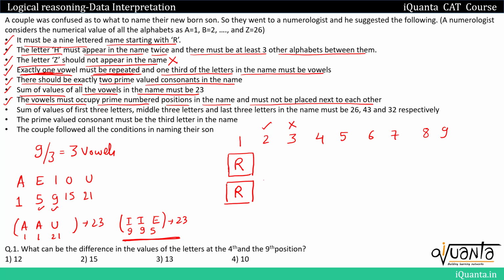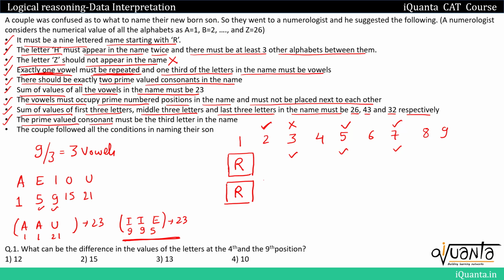We already know that 1 is a prime and we already have R at 1. So if the first vowel is put at 2, the next will definitely be put at 5 and the next at 7. We can also put a vowel at 3, then another at 5, then the next at 7. We cannot have any other positions for the vowels except these 2. Let us read the next clue as well. The sum of values of the first 3 letters, middle 3 letters and last 3 letters in the name must be 26, 43 and 32 respectively. So this doesn't give us anything.